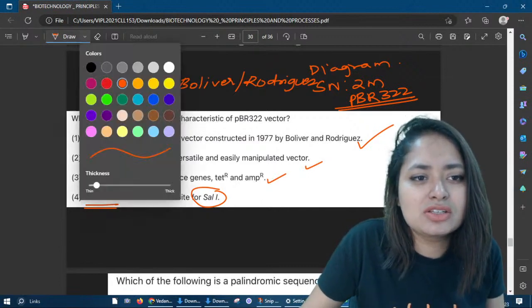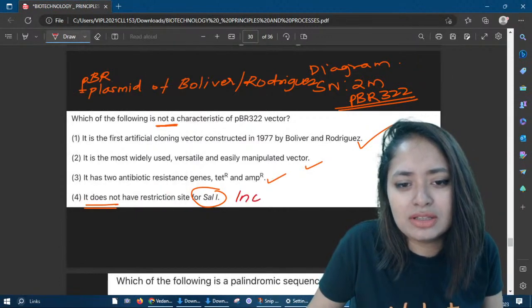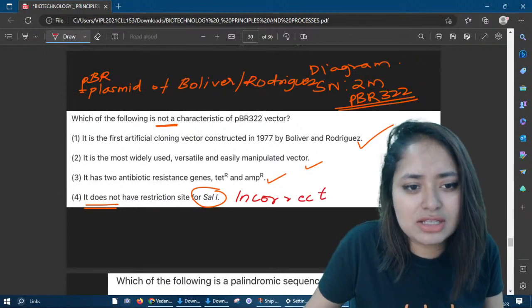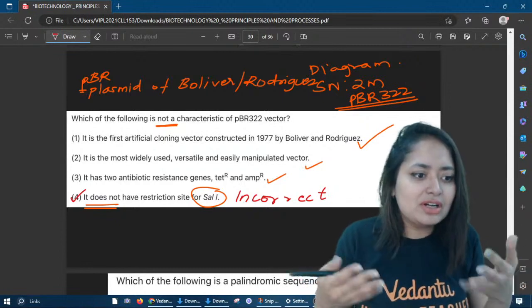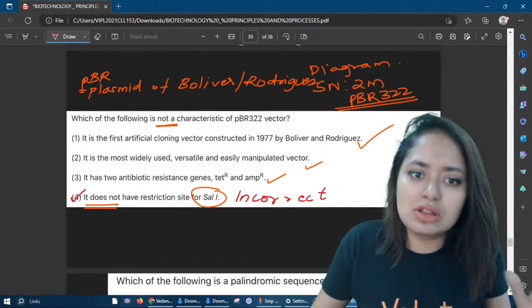My dear students, this option is the only option that is incorrect. Therefore, the answer for this question is option 4. You can write this as a short note in the exam. If it comes in the exam, you write this as a short note. That will also be great.